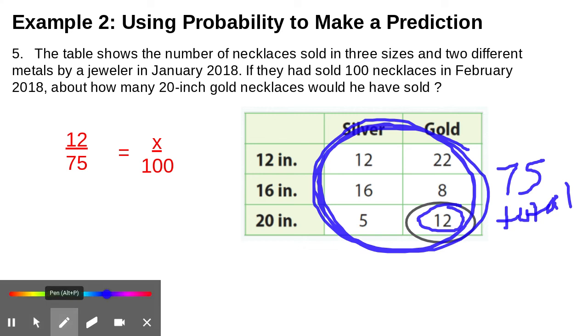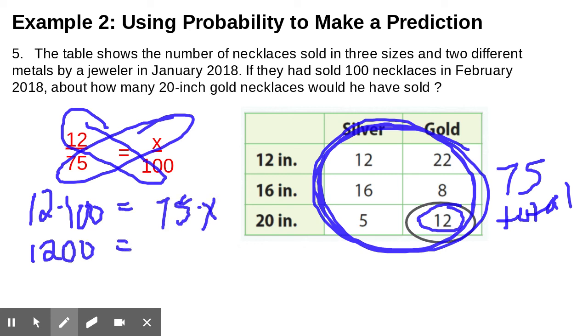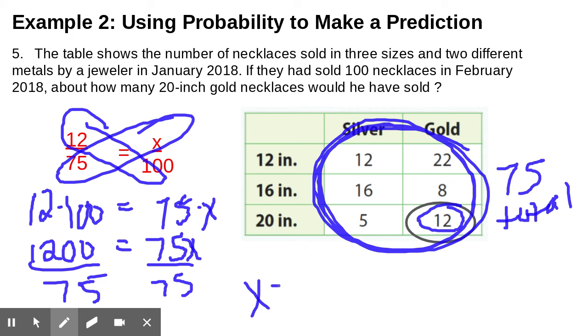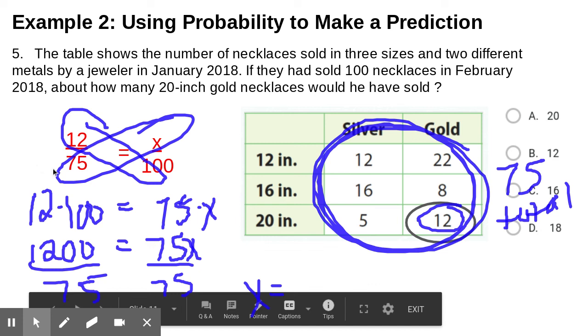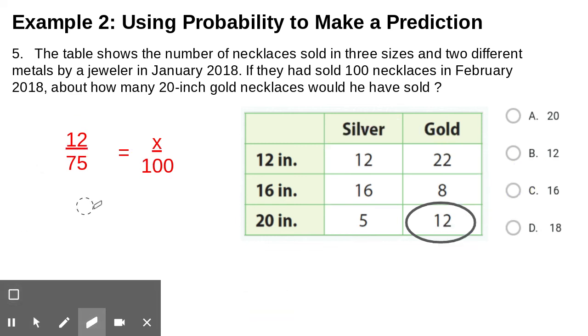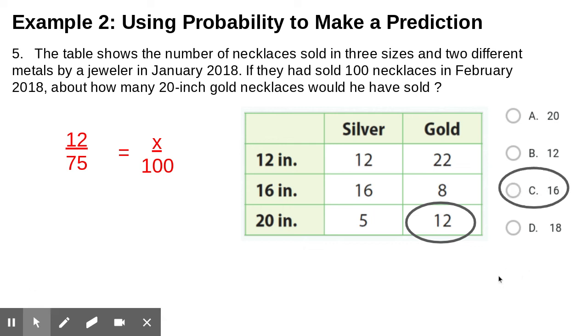And in order to solve this, we are going to cross multiply. So we take the 12 times 100, and that's 1200. And then we take 75 times x, and that's 75x. Divide by 75. And what do we get? I have answer choices here. I have 20, 12, 16, or 18. We end up getting 16. So 16 gold 20-inch necklaces if we sold 100.